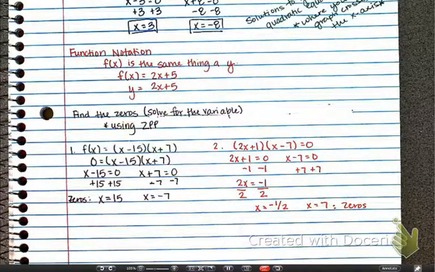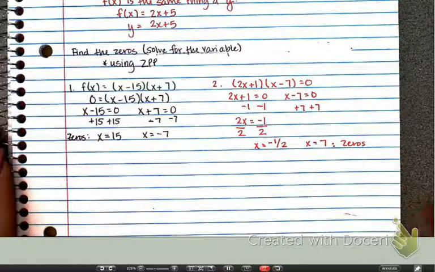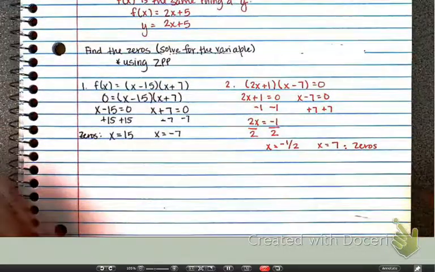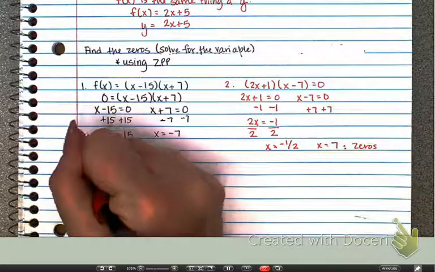Okay, so you're setting each of those factors equal to 0. I'm going to give you another 2 examples, and then I'm going to have you try 2 on your own. And I know I'm going through this quickly, so if you need to pause and rewatch, it's also up on Google Classroom so that you can rewatch the video as well.